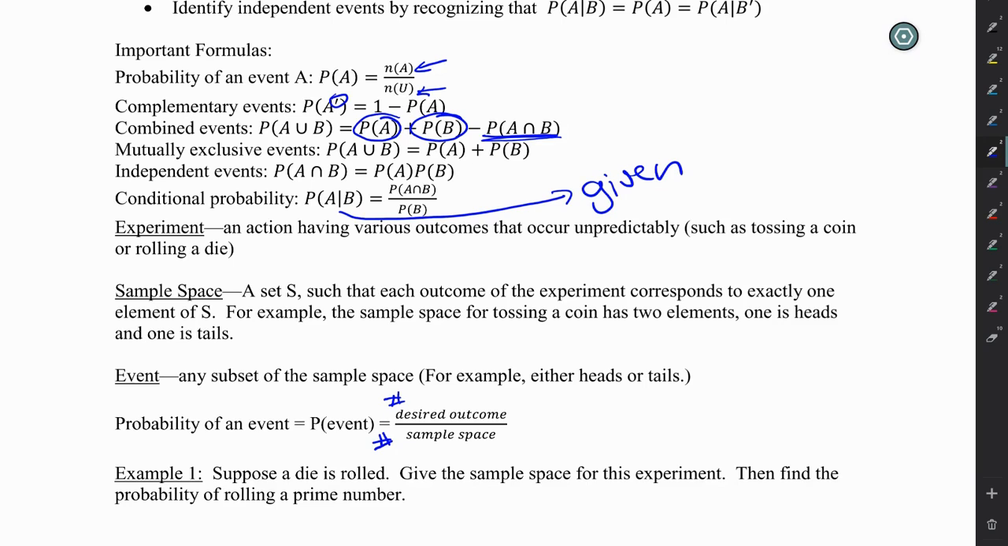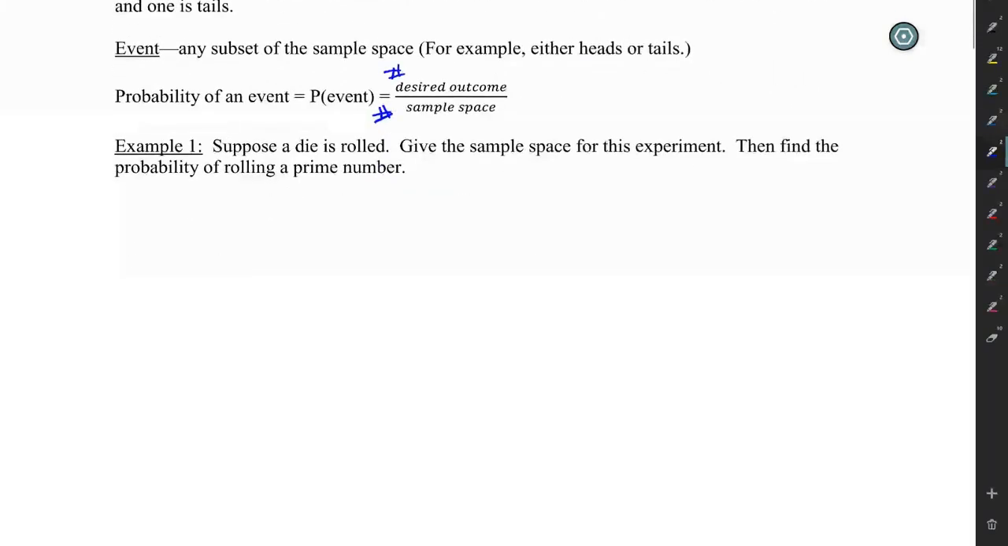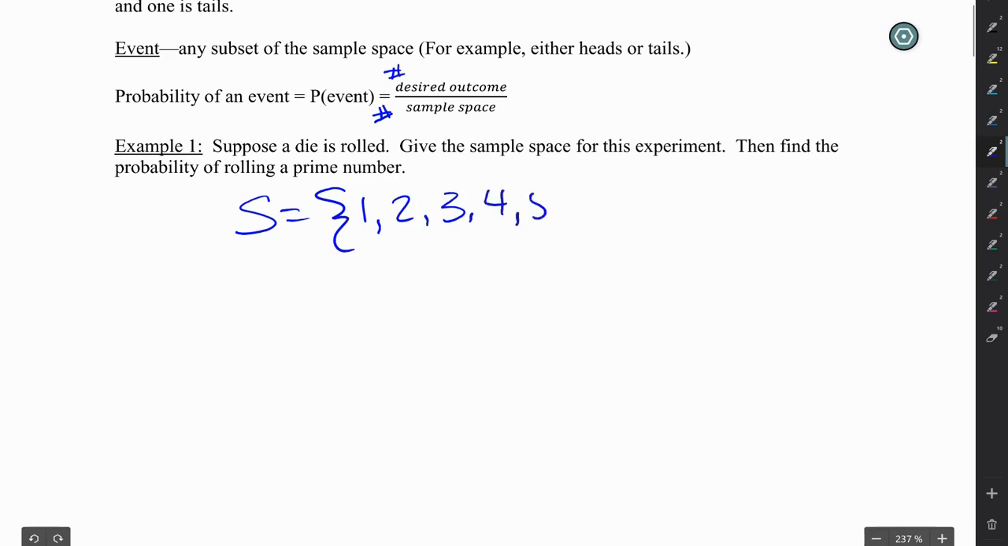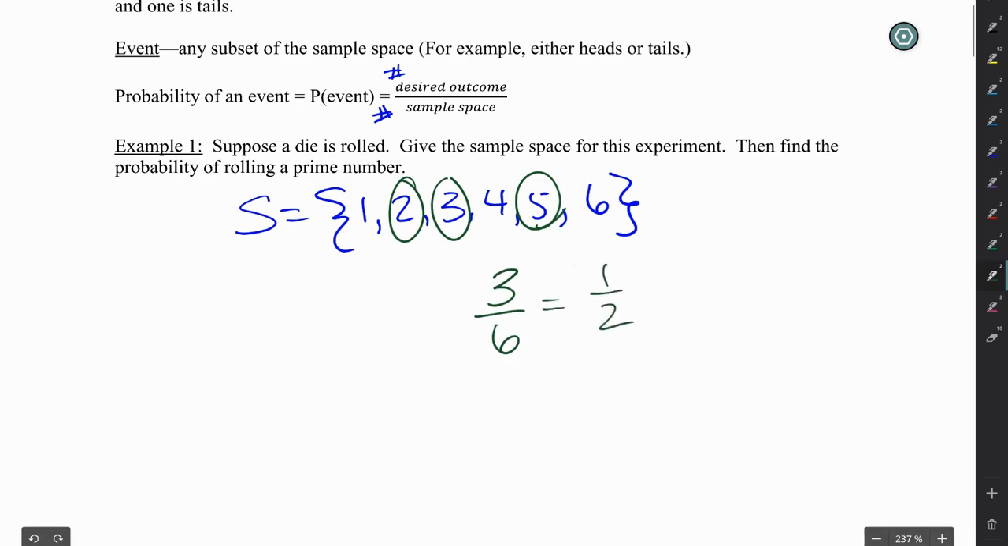For example 1, suppose a die is rolled. Give the sample space for this experiment, then find the probability of rolling a prime number. The sample space we would list out as 1, 2, 3, 4, 5, 6. When you're listing sample space, you just list it all out. Now, the probability of a prime number. A prime number is any number with exactly 2 factors. So that would be 2, 3, and 5. So that probability is 3 out of 6, which reduces to 1/2.